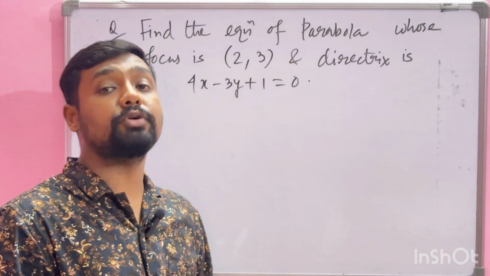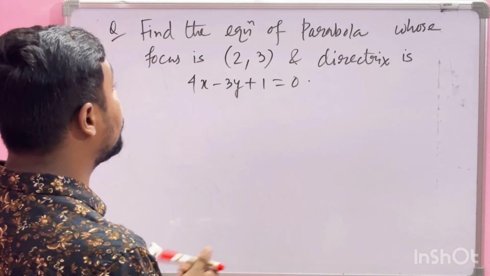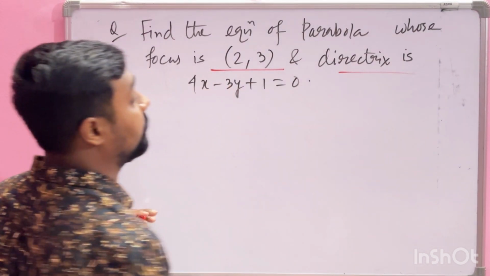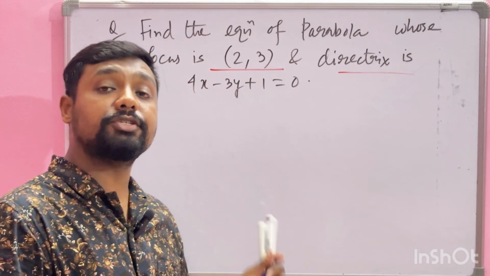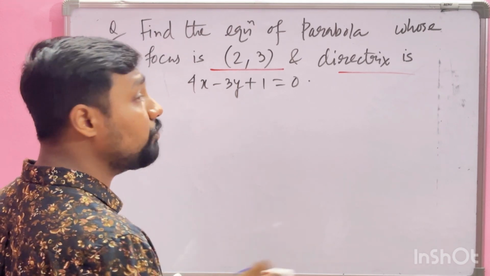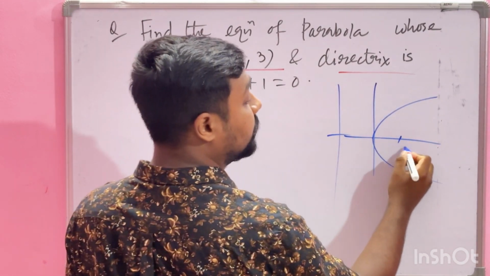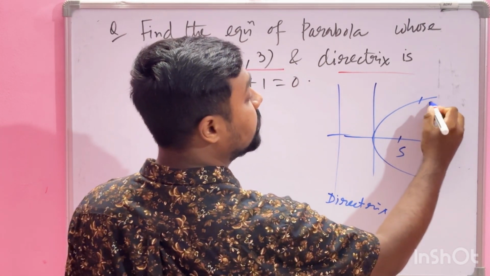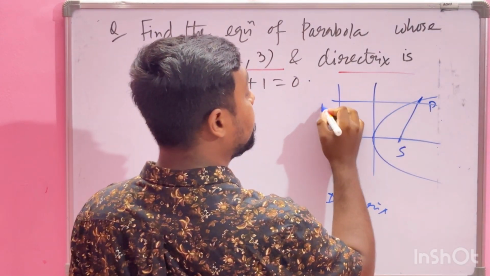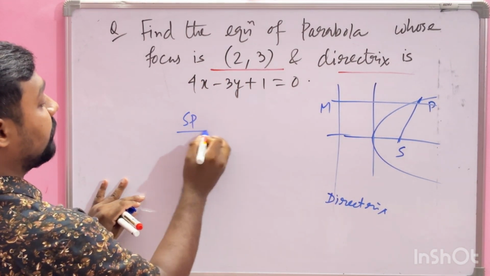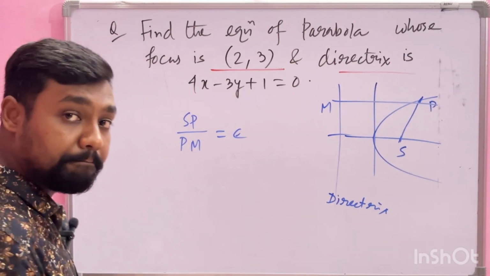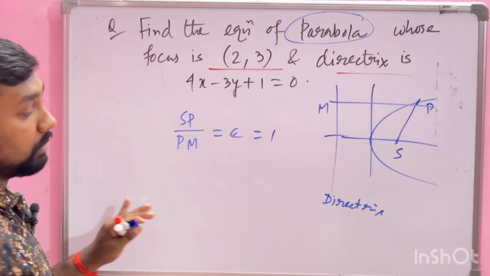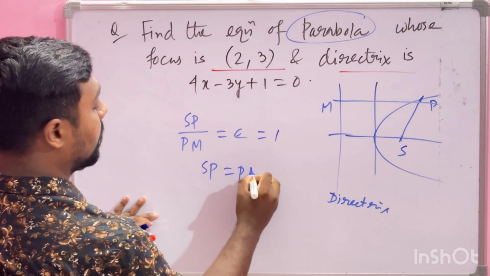Let's discuss some problems on parabola. The question says: find the equation of the parabola whose focus is (2, 3) and directrix is given. See, the focus and directrix of this parabola are given. So we all know that for a conic, if this is a focus and this is the directrix, and this is any point on that conic, SP divided by PM equals e. Since this is a parabola, e will be equal to 1. So SP equals PM.